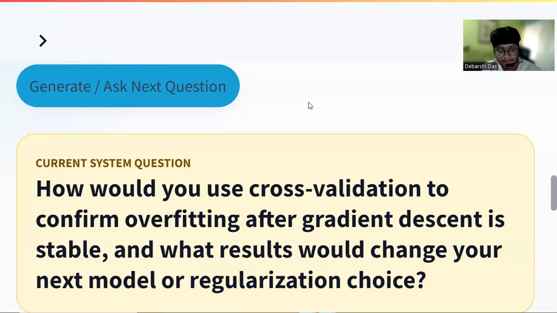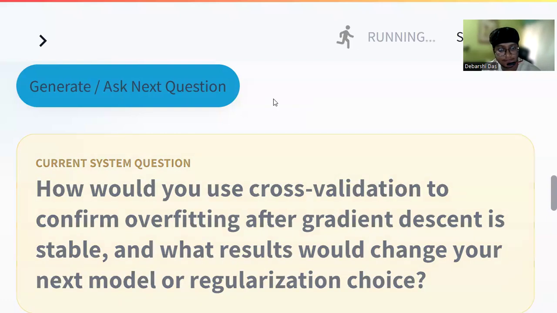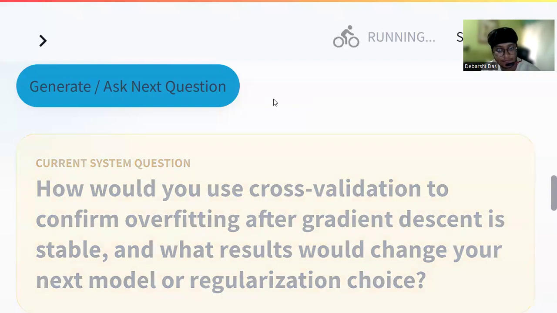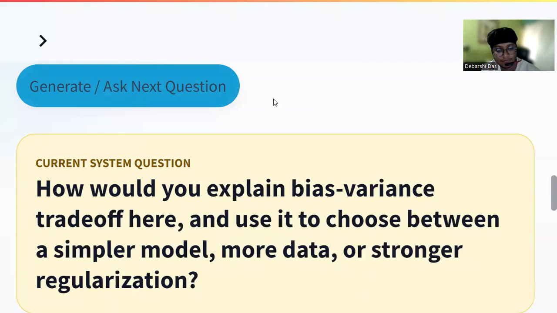Okay, let's get to the next one. How would you explain the bias-variance trade-off here and use it to choose between a simpler model, more data, or stronger regularization?